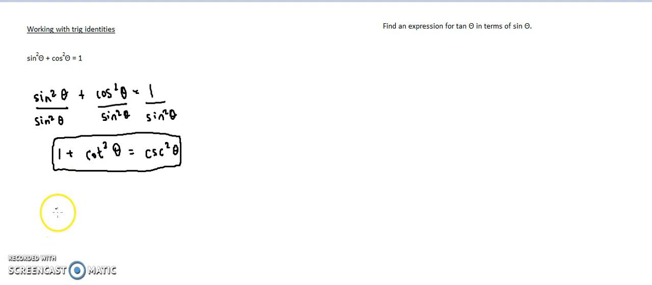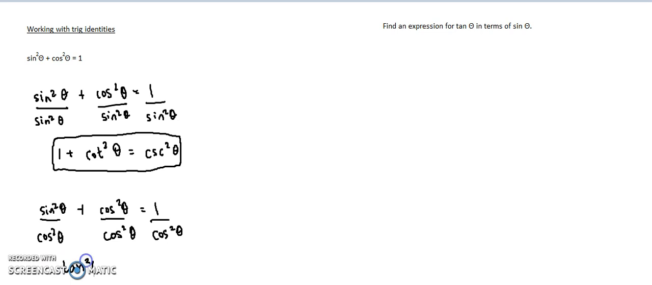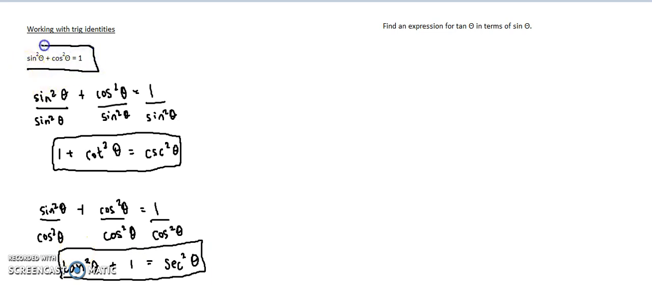And then we could also do sine squared plus cosine squared equals 1. We could divide all of it by cosine squared. So let's see what happens when we do that. So we get this is now tangent squared plus 1 equals secant squared. So now we have 3 trig identities just based off of this first one. And if you ever forget them, it's really easy to figure them out. You just divide by sine squared, cosine squared, and see what you have left.